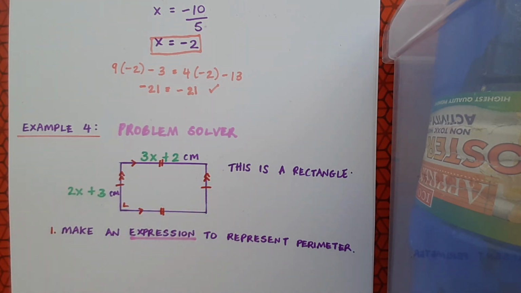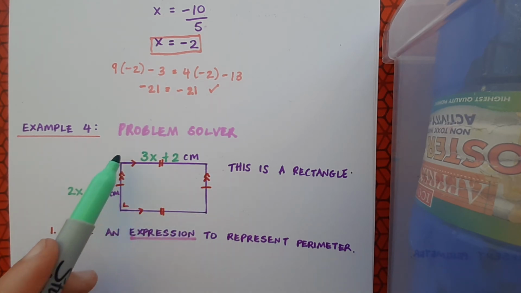Okay, so how do I get perimeter again? Well, perimeter is the total distance around the outside of my rectangle. So this side is 3x plus 2. This side is 2x plus 3. This side is 3x plus 2. This side is 2x plus 3. So to get the perimeter, I should add all of these together.